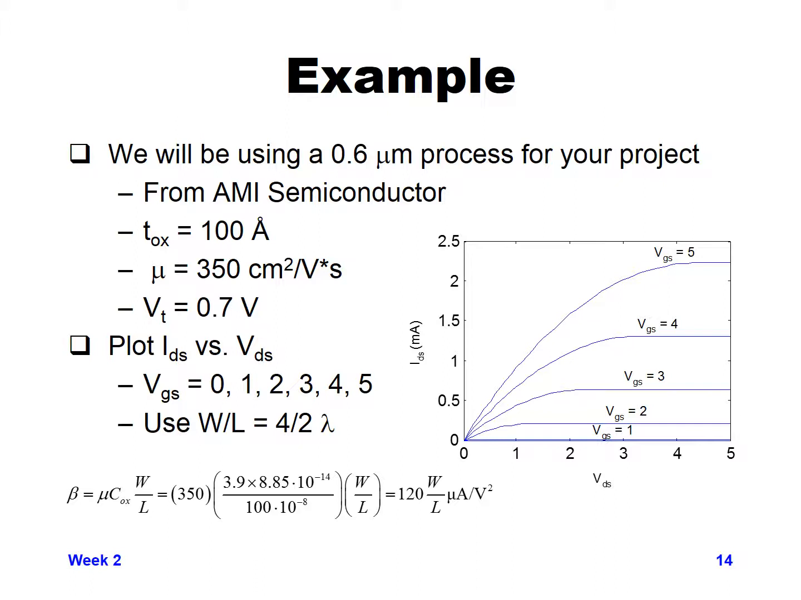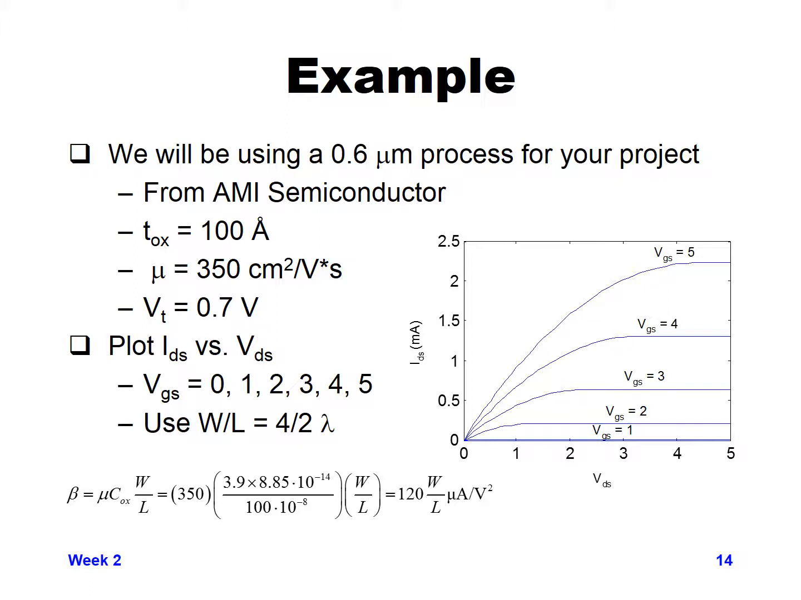When VGS is 3, you see the same sort of line, but it has a higher slope, because your VGS value is higher. It's going to flatten off at a higher value because it's VGS minus VT. So it's going to flatten off around 2.3 volts, before it flatlines and becomes a constant current.